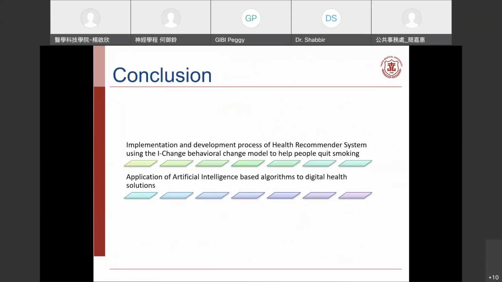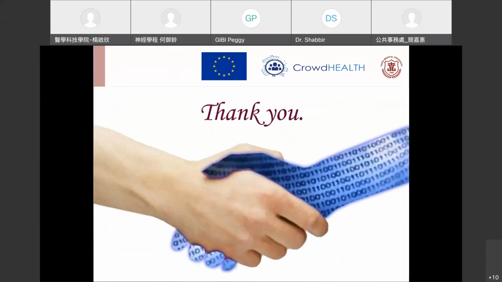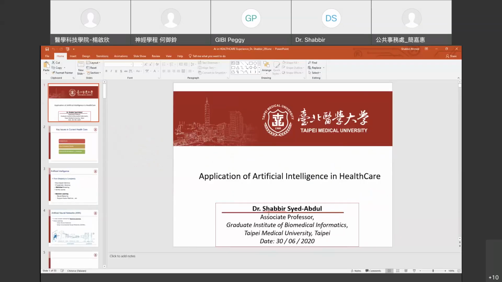So this is how it works. Implementation and development process of a health recommendation system using the iChange behavior model to help quit smoking, application of AI based algorithms to digital health solutions. So these are a few examples of what we were doing in the last 4, 5 years, where we used AI intensively to provide various assistance for various people. So these are my experiences using AI. I will be more than happy to take questions from you.